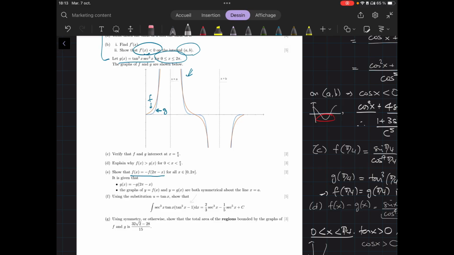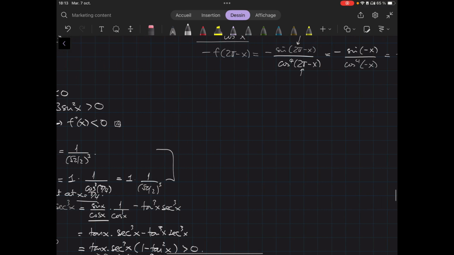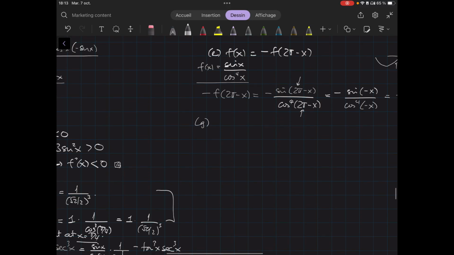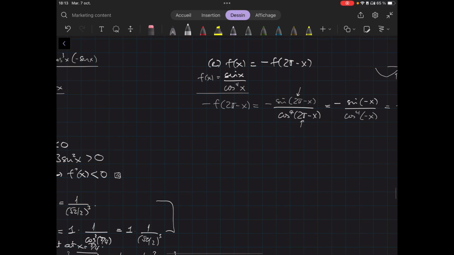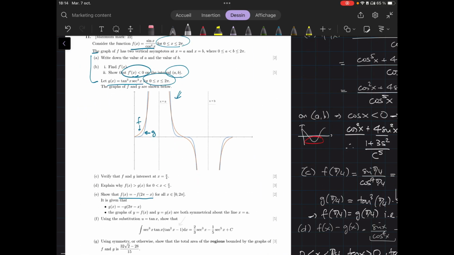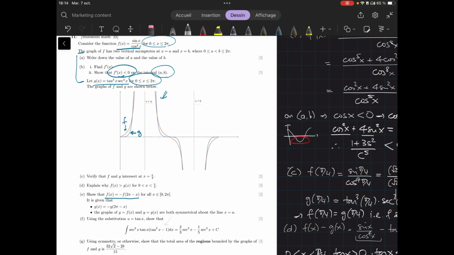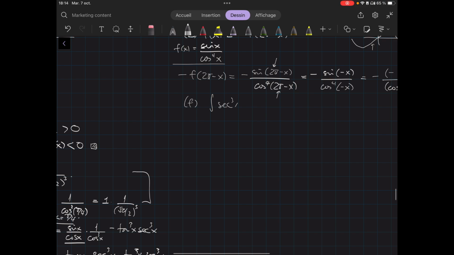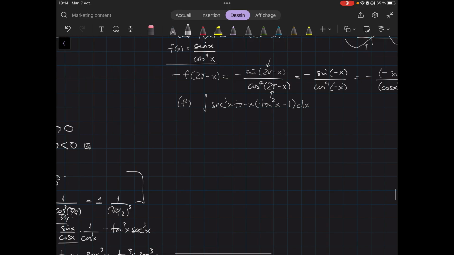Part F. Using a substitution, show that this integral is true. This looks scary. This is part F. The integral of secant cube tan times tan squared minus 1. Okay. Secant cube times tan x tan squared minus 1. How do we find this integral? You're already given the substitution.